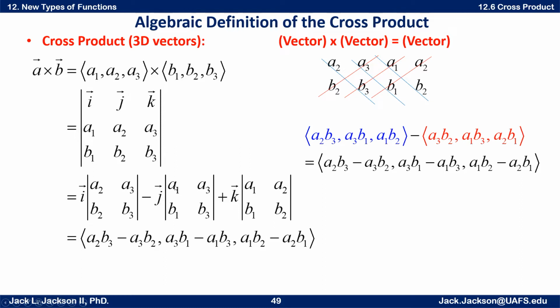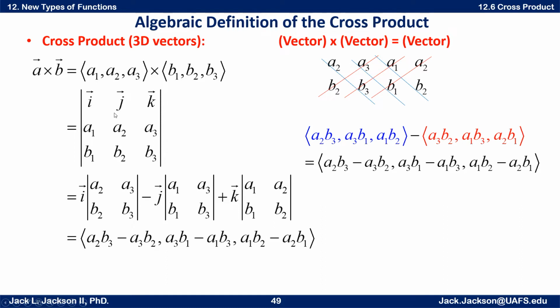Here we get A1 B3 minus A3 B1, but then we have to change the signs. So you end up with A3 B1 minus A1 B3. So that one in the middle is kind of backwards the way you work that out. And then k, this part will give us our third component, which is A1 times B2 minus A2 times B1. So there it is. There's the actual formula. The bottom line is the cross product of these two things is given by this formula.